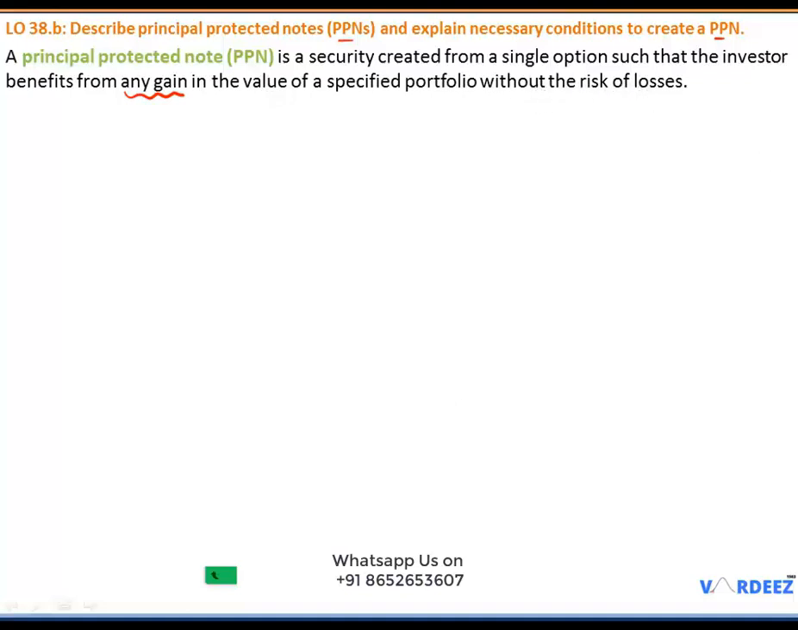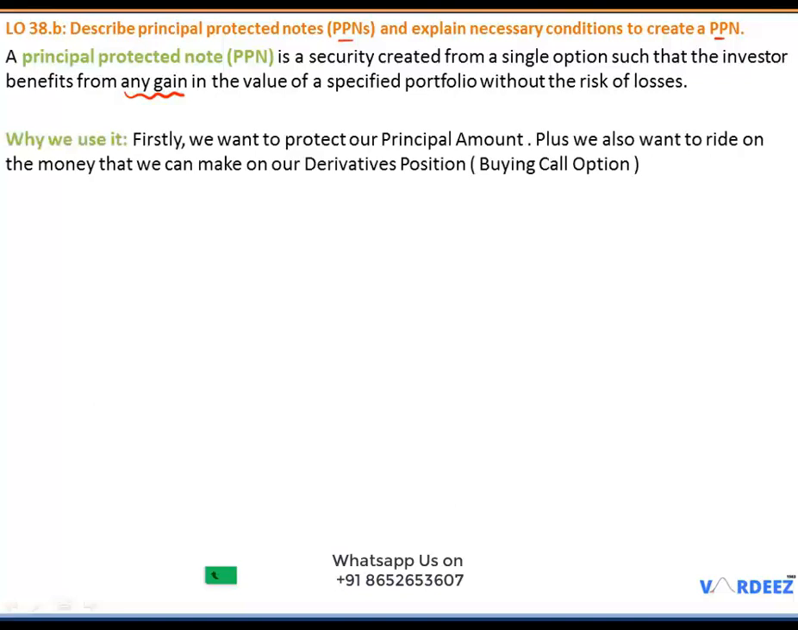I'll give you an example on this. Now, the reason why we use this PPN in the very first place is because we want to protect our principal amount. Plus, we also want to get some benefit on the money that we can make on a derivative position. Specifically, we buy a call option. So let me give you an example.